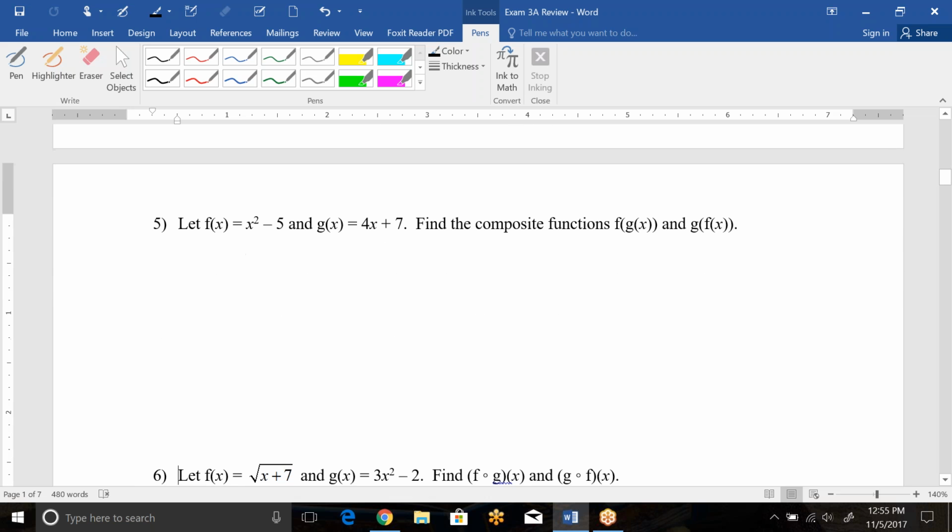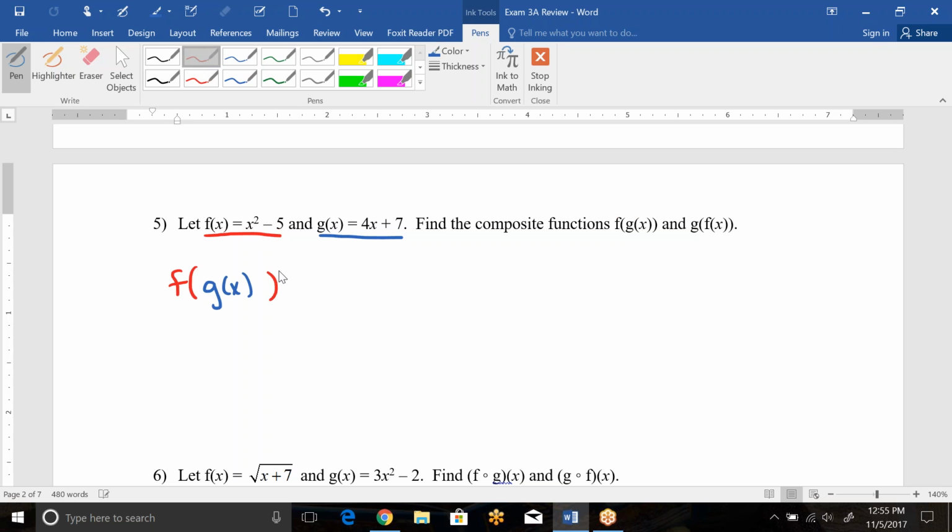Number 5 asks us to do the composite functions f of g and g of f. When I do these, I like to use colors. So I'm going to be doing red for f and blue for g. So this first one says take f and plug g into it. So f with g inside.